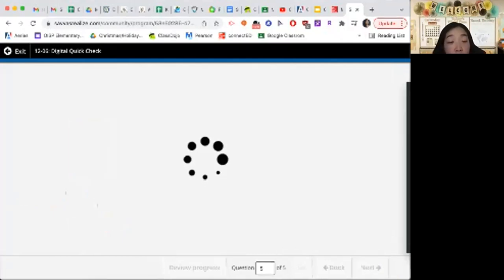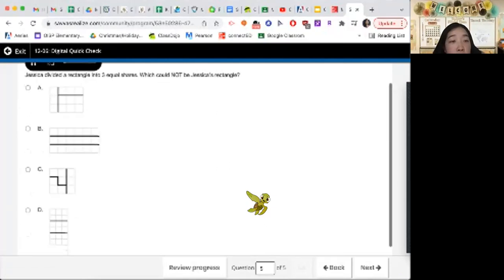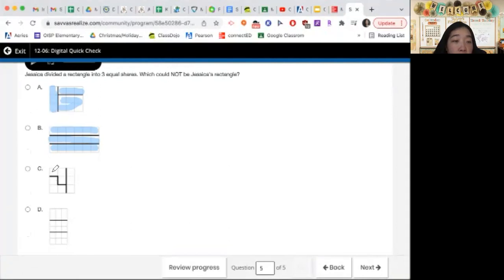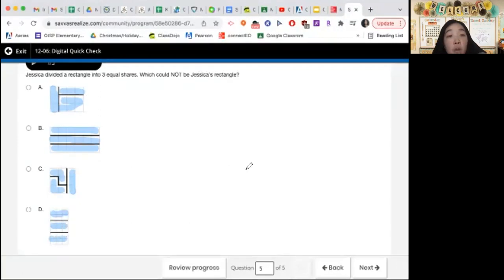Last question before we move on to history. Jessica divided a rectangle into 3 equal shares. Which could not be Jessica's rectangle? Okay, so let's see. A, here's 3 pieces here. 1, 2, 3. Here's 3 pieces here. 1, 2, 3. Here's 3 pieces here. 1, 2, 3. And then here's 3 pieces here. 1, 2, 3. So they're all 3 shares, but now we need to find the one that's not equal. Just by looking at it, can you guys tell me which one is not equal?